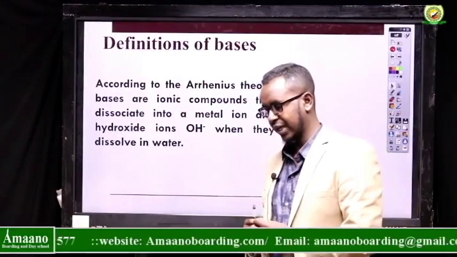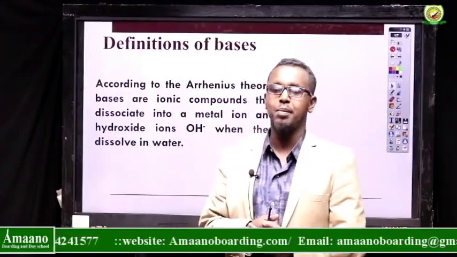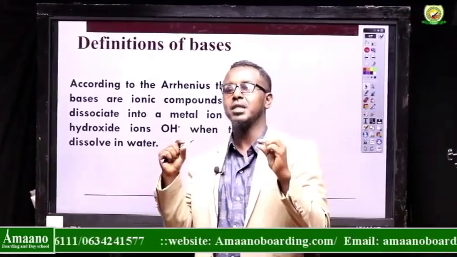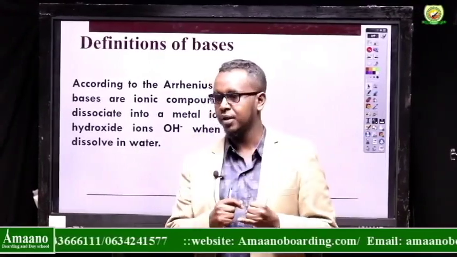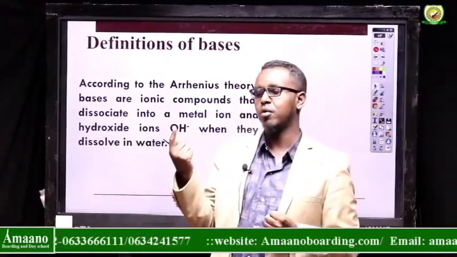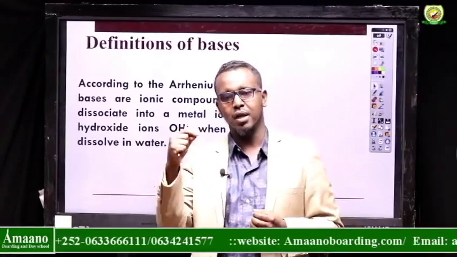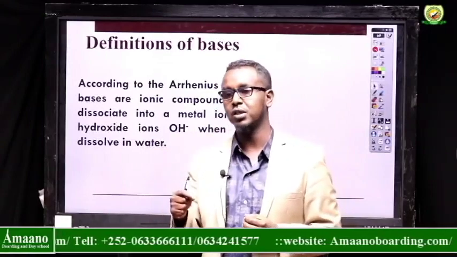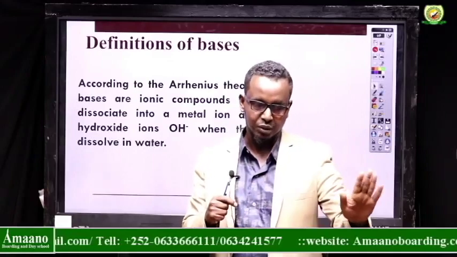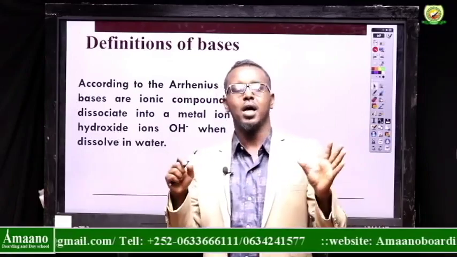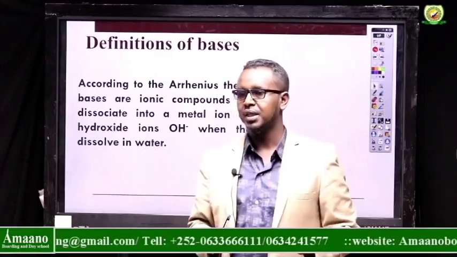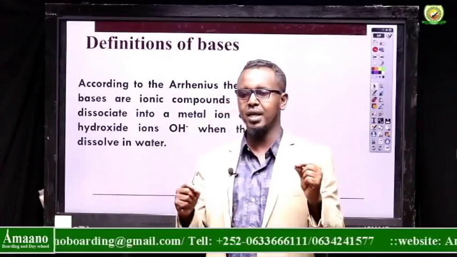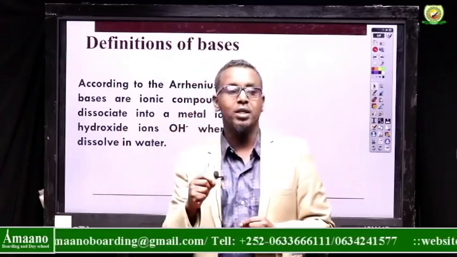So I want to summarize this again. Arrhenius said, number one, bases are ionic compounds. Ammonia is a base, and an alkali, but it doesn't contain a metal. It contains only non-metals, so it is covalent, molecular. So ammonia is an exception. But generally, bases are ionic compounds. These ionic compounds dissociate, ionize, into metal ion and hydroxide ion when they dissolve in water.